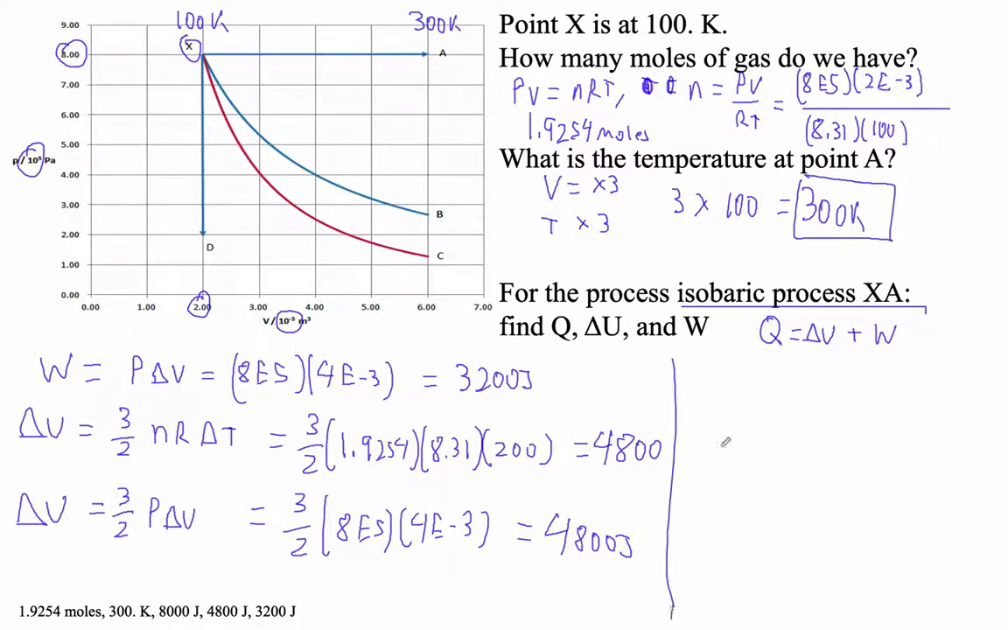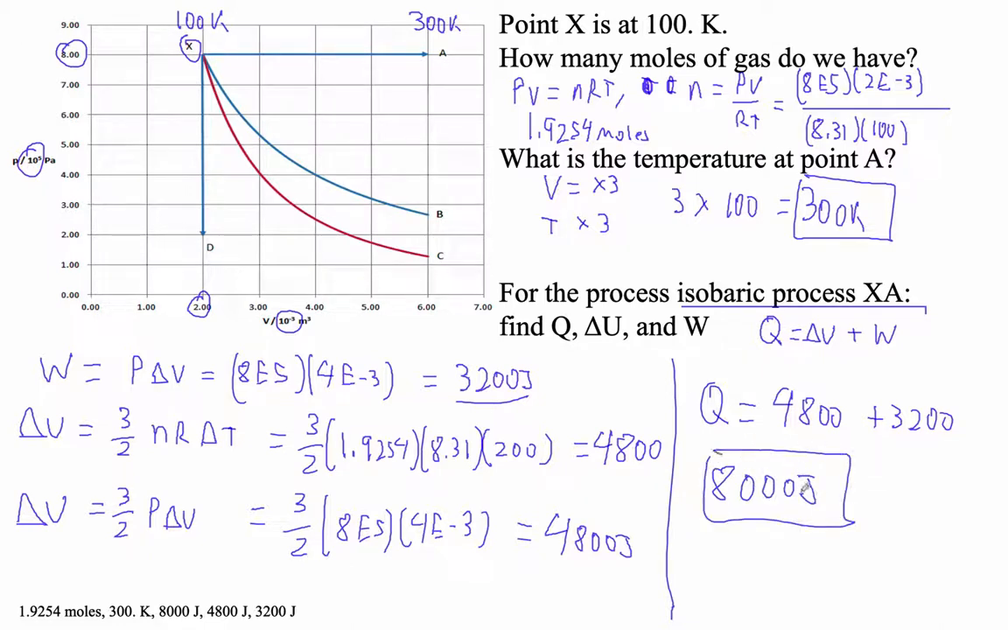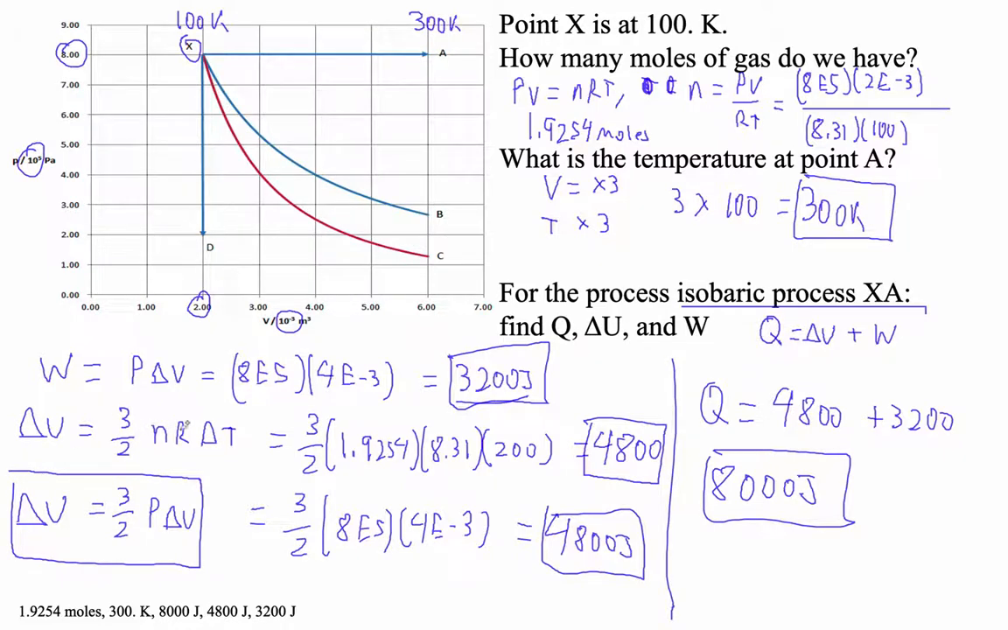Right? And now we're ready. Now we can figure out our Q. Q is delta U, which is 4800, plus work. Anybody can see that's 8,000 joules. Ta-da. Okay, so this is our work. This is our change in internal energy. This is the way to calculate it. This does not require us to do this whole fancy, complicated thing. We can just do this. Anyway, that's what you do with isobaric processes, okay?